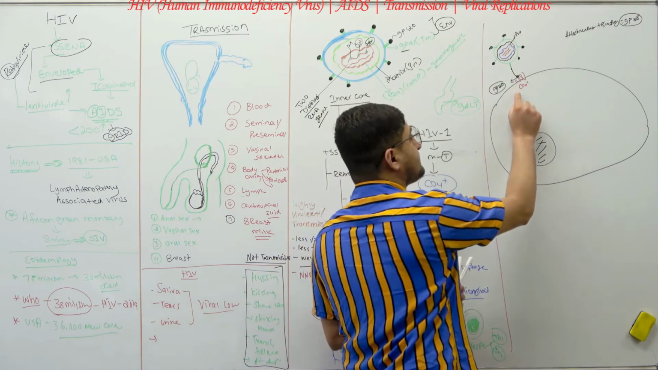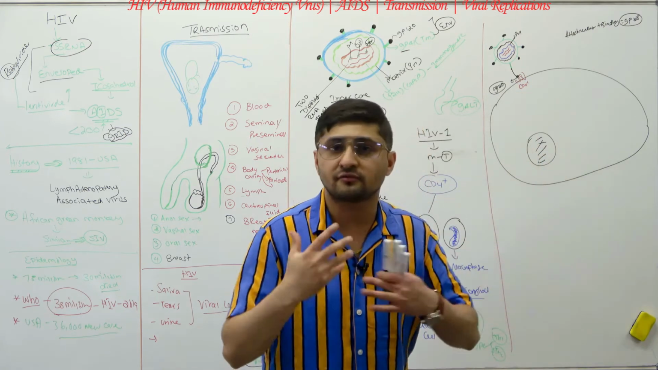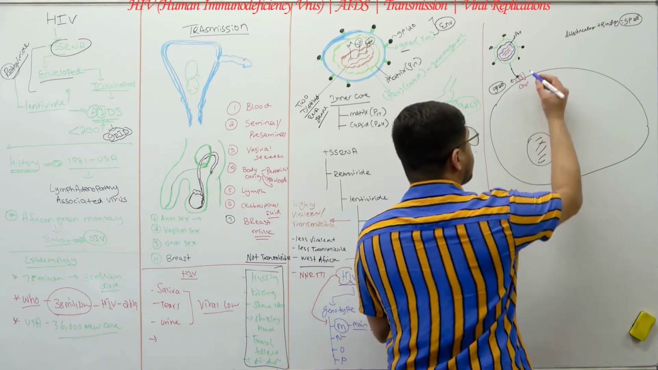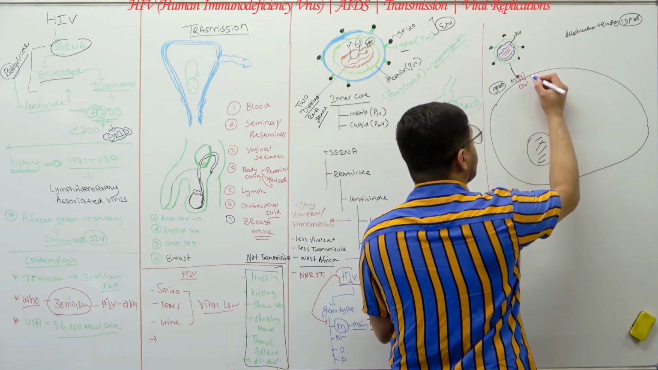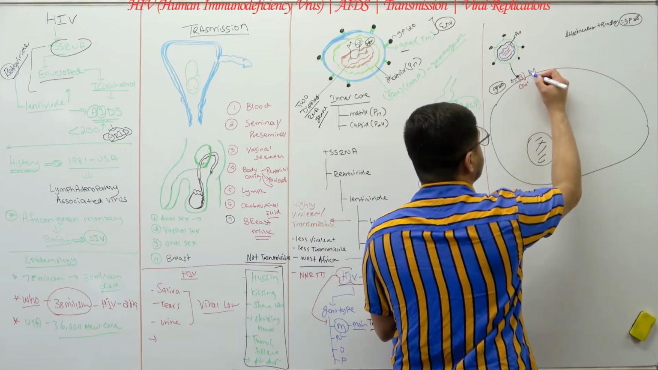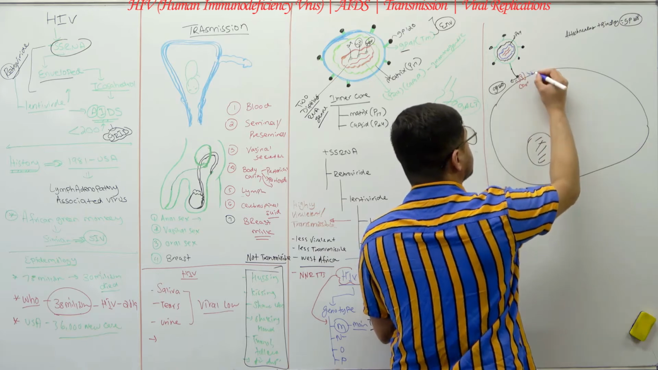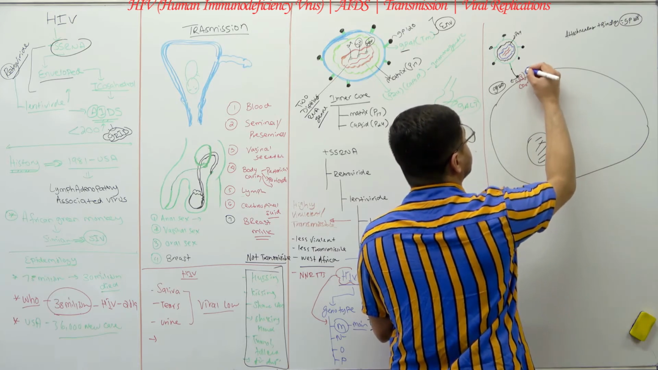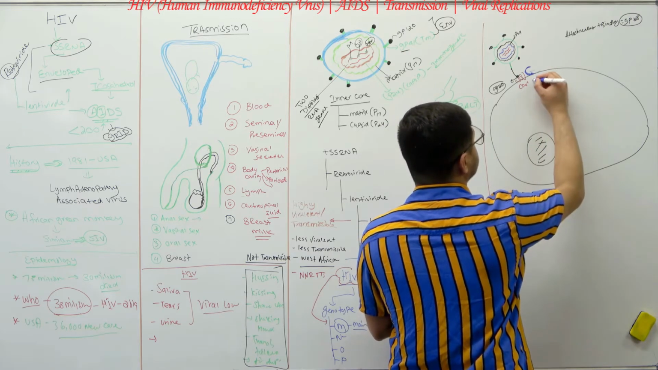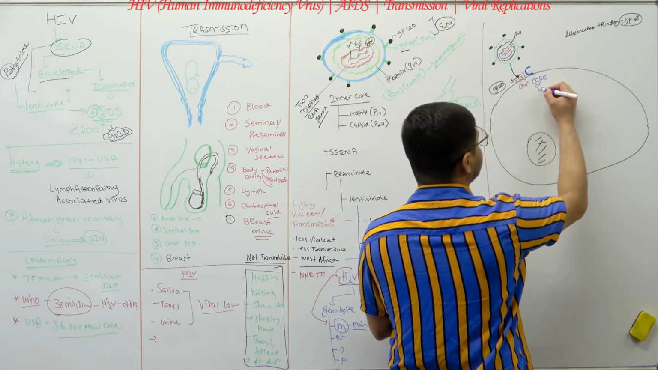But then what happens is that this CD4 positive cell goes through conformational changes, right? That results in the expression of another receptor right here, and this receptor you have to remember. It looks like a C. Why am I drawing a C? This C is referring to CCR5, also called CD195.